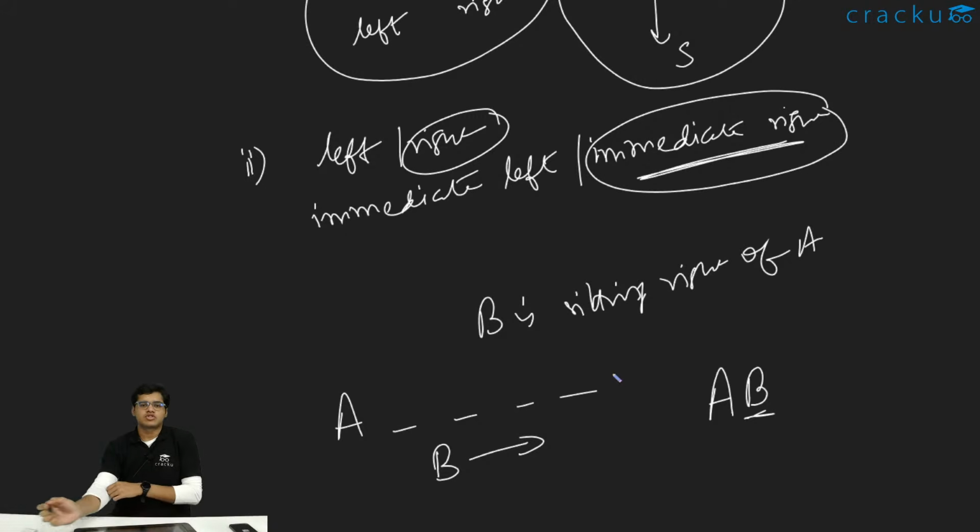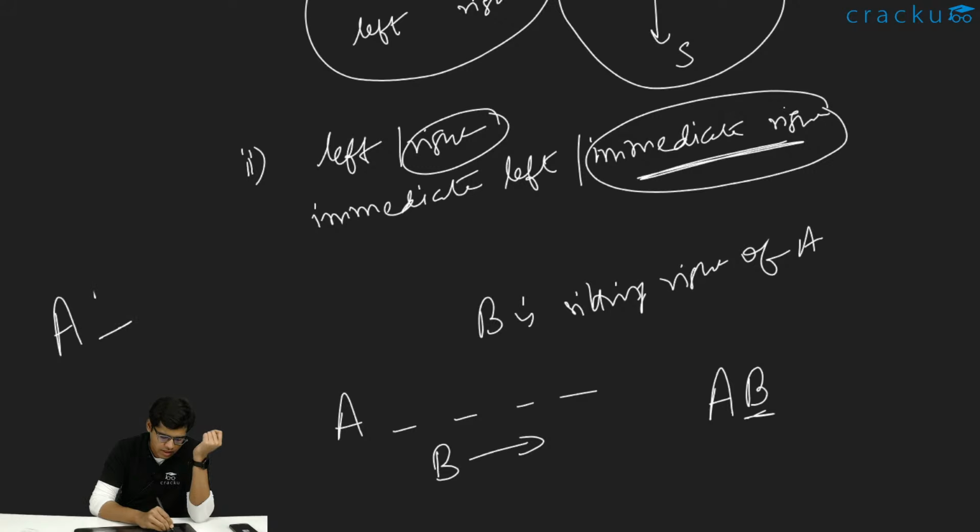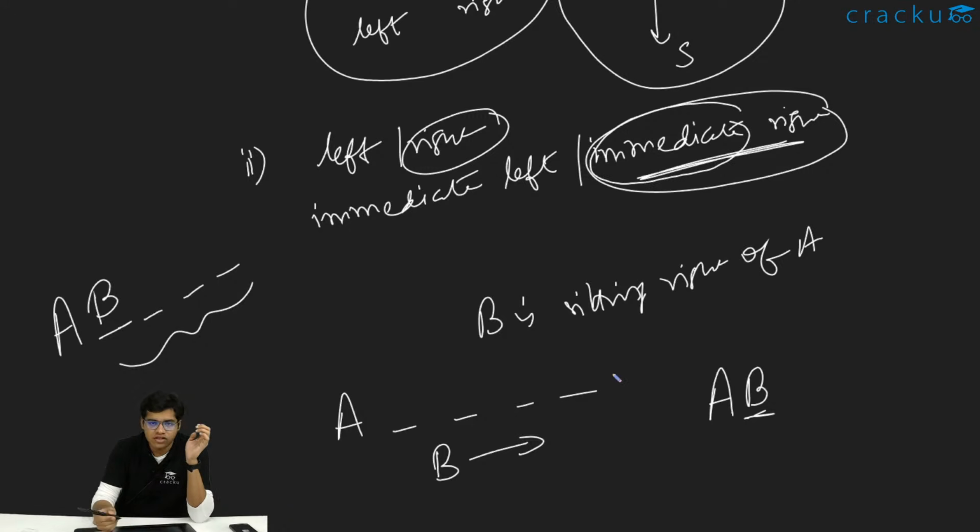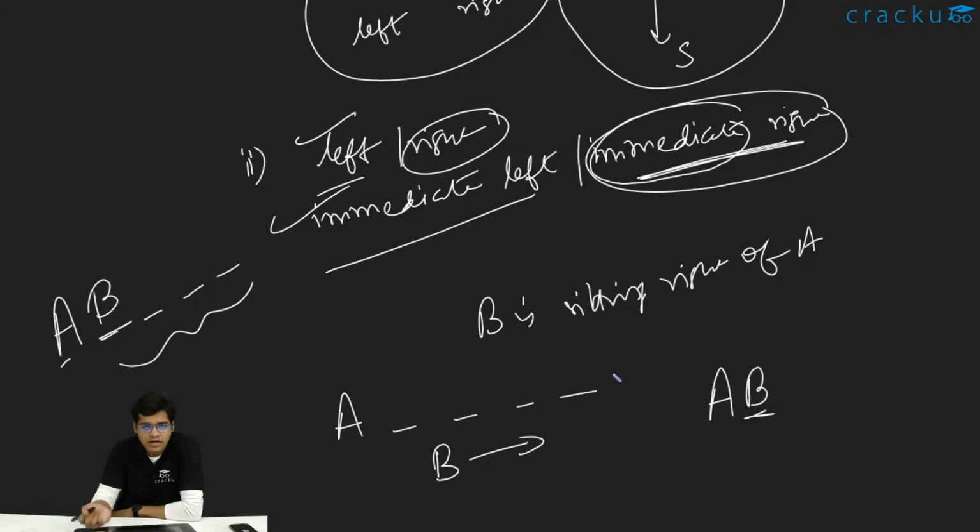When the question says B is sitting to the right of A, it does not mean that if here is A, B sits right here. B can sit in any of these places. But when I say immediate right, I am adding one extra word, immediate, and this means B will sit immediately right of A. The same thing will hold for left and immediate left, right?